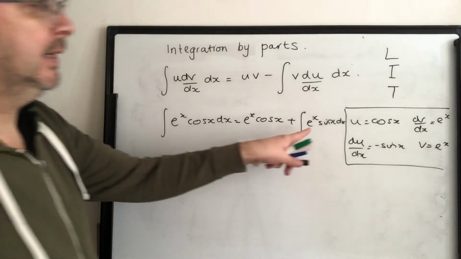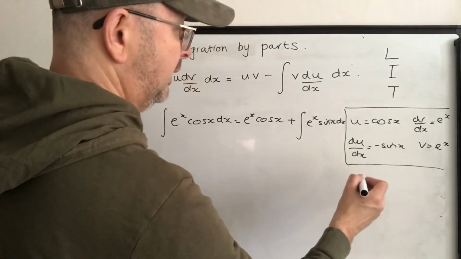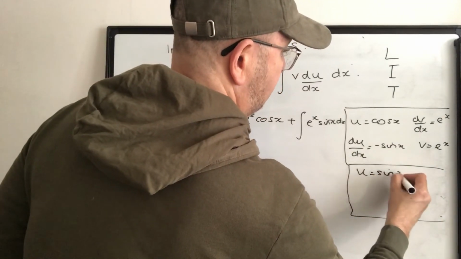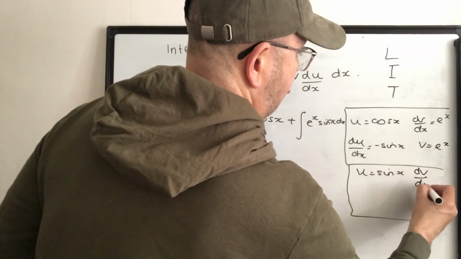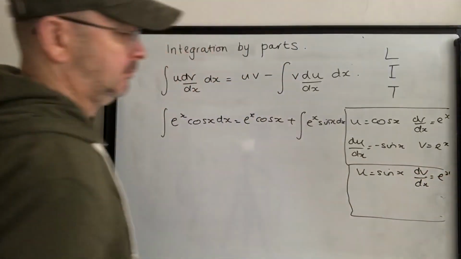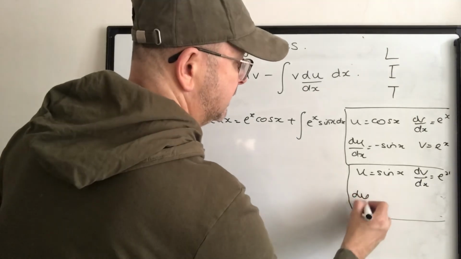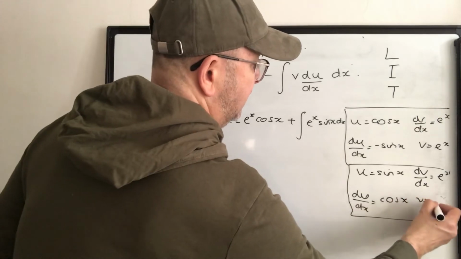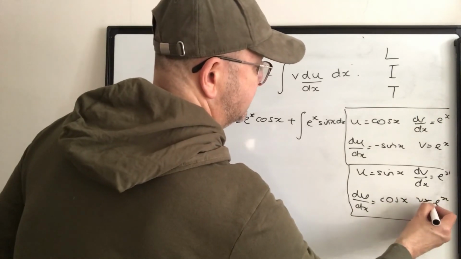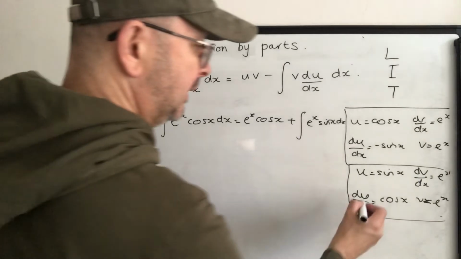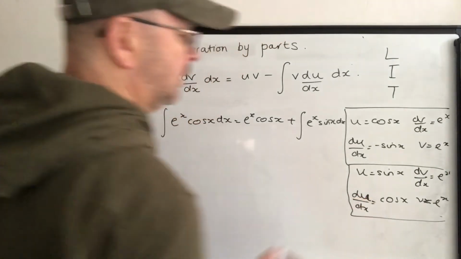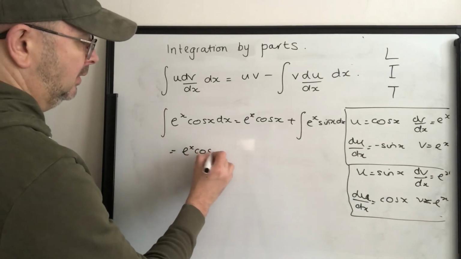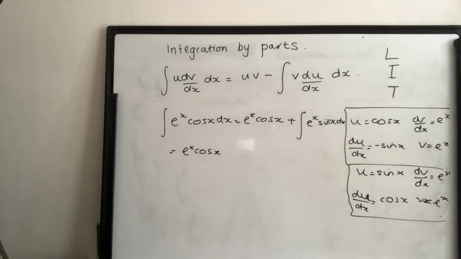Right, so we've got to do it again. So we have here, this time u is sine x and dv dx is e to the x. So du dx is cos x and v is e to the x. Hopefully you can read my scruffy writing there. That's a u. So we get e to the x cos x. As we've got a plus there, we don't need to put the square brackets in.